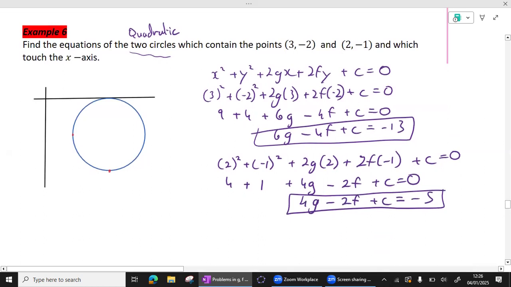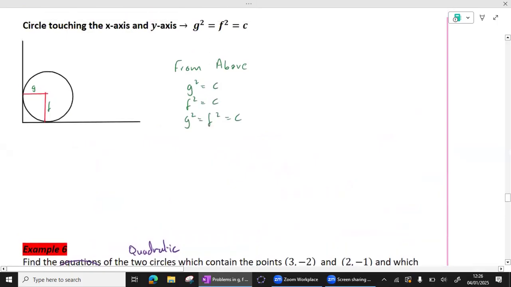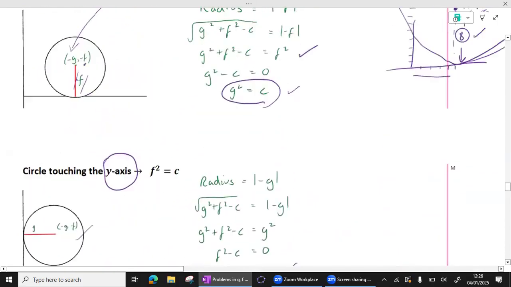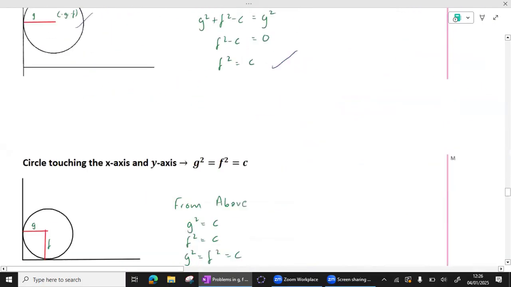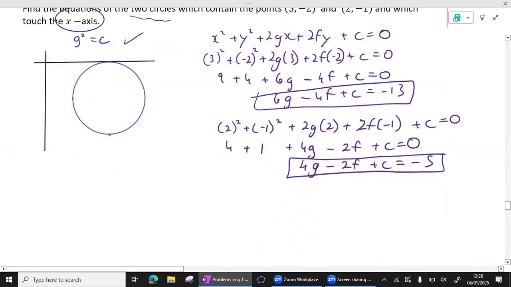Now, these are simultaneous equations. There's one more thing I know, and it touches the x-axis. Now, when I think x-axis, I think g, as in the first coordinate of the center, minus g minus f. So I think of g. So g squared is equal to c. So that's something I know. Now, if you've forgotten, you just go back up here and check that when it touches the x-axis, yes, g squared is equal to c. So that's something I'm going to make use of in a moment.